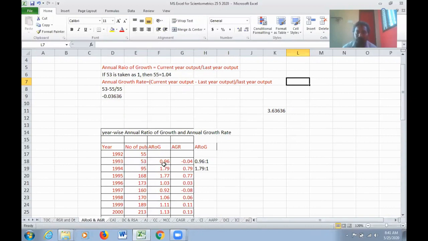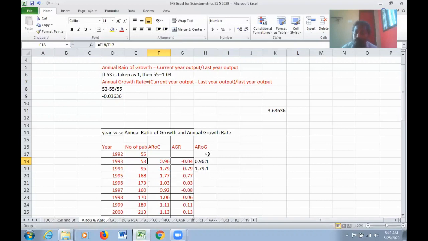If you take the annual ratio of growth for 1993, it is current year divided by last year. What is current year? 53 divided by 55. So what is the annual ratio of growth? 0.96. It means that if 55 is taken as 100, then 53 is equal to 0.96. So when you compare your current research output with the previous year's research output, you could see that you are able to achieve only 96% of what you achieved last year. Last year, you achieved 100%, 55. This year, only 96%. That means you got only 53 research papers.